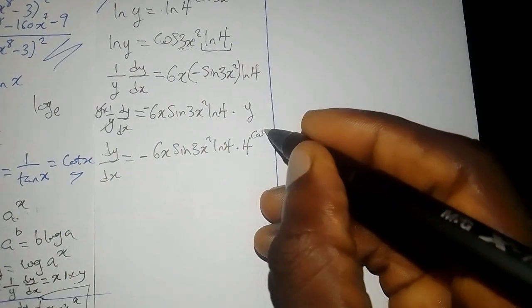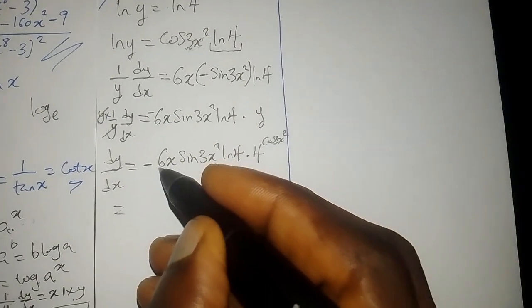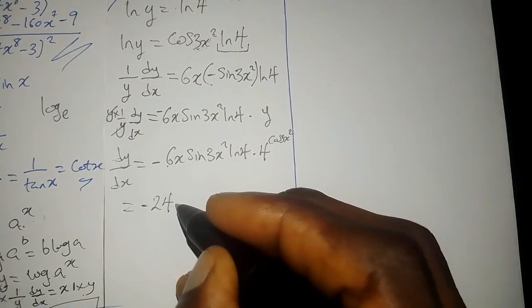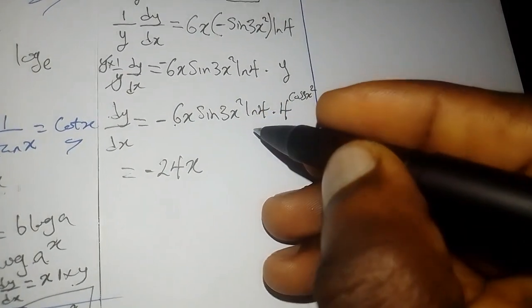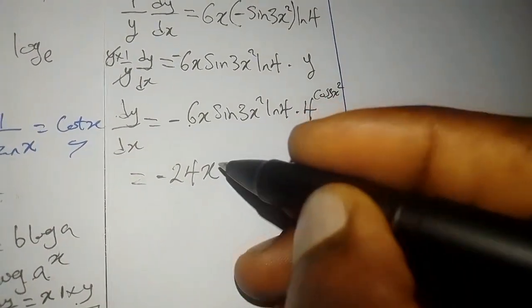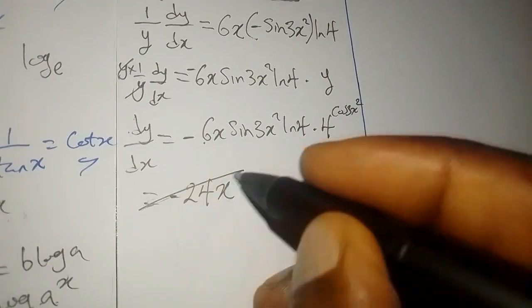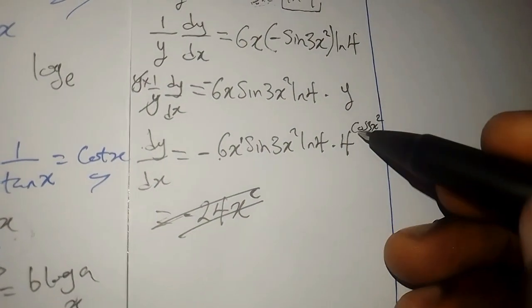4 times 6, that's minus 24x. That's minus 24x raised to power cos. No, I can't do that, because the power here is 1, and the power here is, this one does not have x. I can't bring them together. So this is the final answer for that question 5.